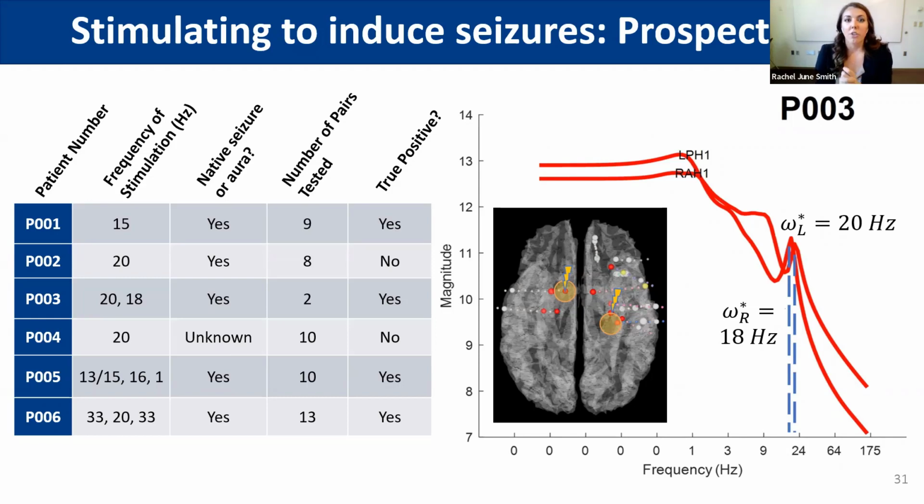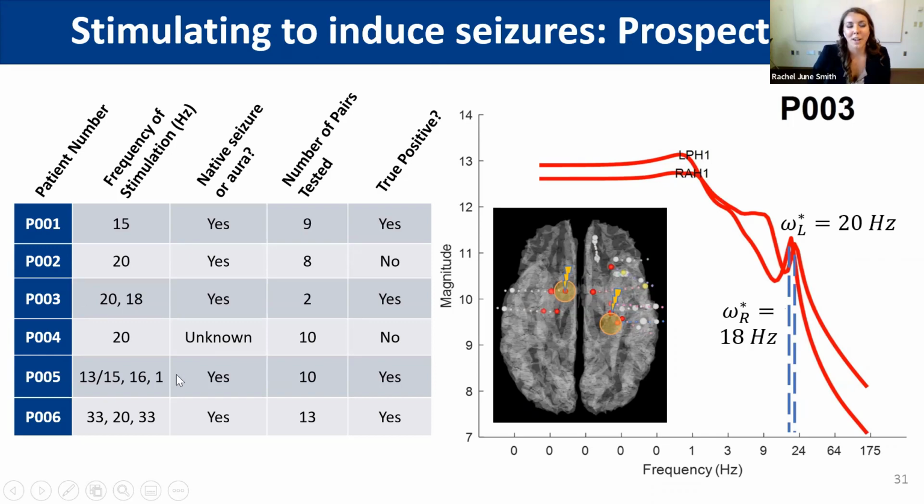Okay, so what I'm showing is an example, P003, this guy here, where I gave her some of these regions and I said, hey, I want you to stimulate RAH at 18 hertz, and I want you to stimulate LPH at 20 hertz, because these are where these really tall peaks in the Bode plot are. And she did, and we actually got a seizure at RAH, and we got an aura at LPH, right?